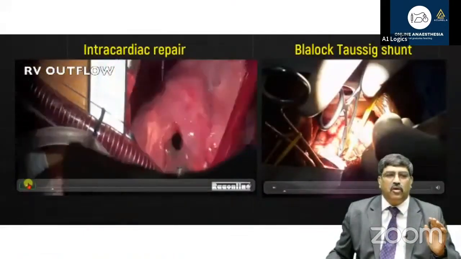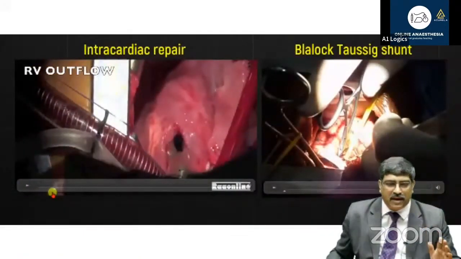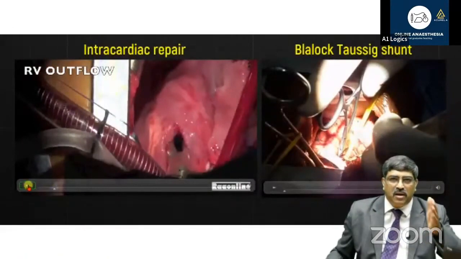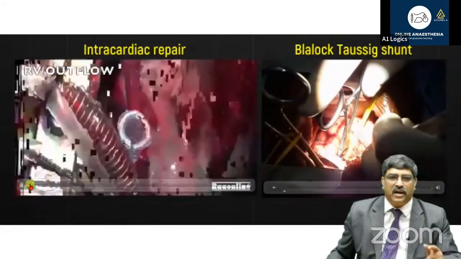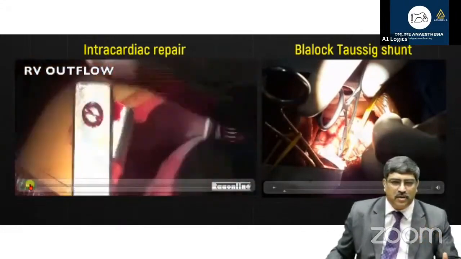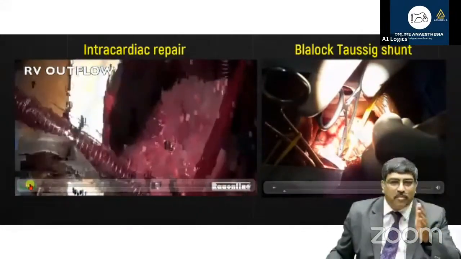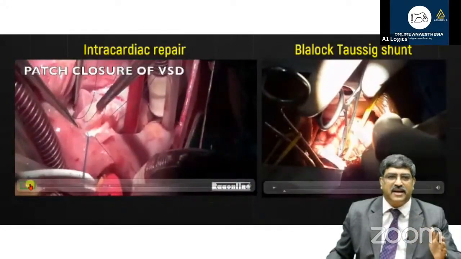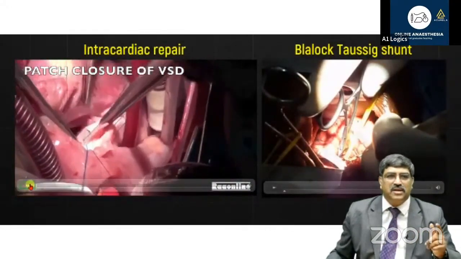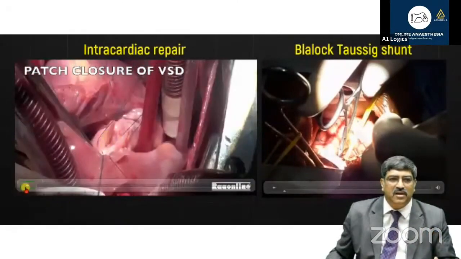Usually, for tetralogy of Fallot, we go with an intracardiac repair where you place a large ventriculotomy across the right ventricular outflow tract. Here you can see the right ventricular outflow tract is opened and the muscle mass which is obstructing the right ventricular outflow tract will be resected. Then you can see a patch is used to close the VSD.